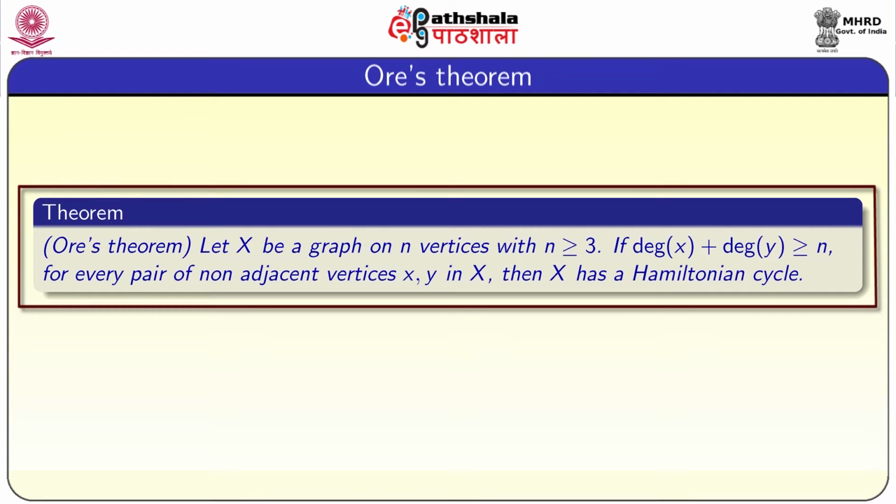Now we are going to give an important theorem, Ore's theorem, which gives a condition for a graph to be Hamiltonian, only a sufficient condition. Let X be a graph on n vertices with n greater than or equal to 3. If the degree of x plus the degree of y is greater than or equal to n, for every pair of non-adjacent vertices x comma y in X, then X has a Hamiltonian cycle.